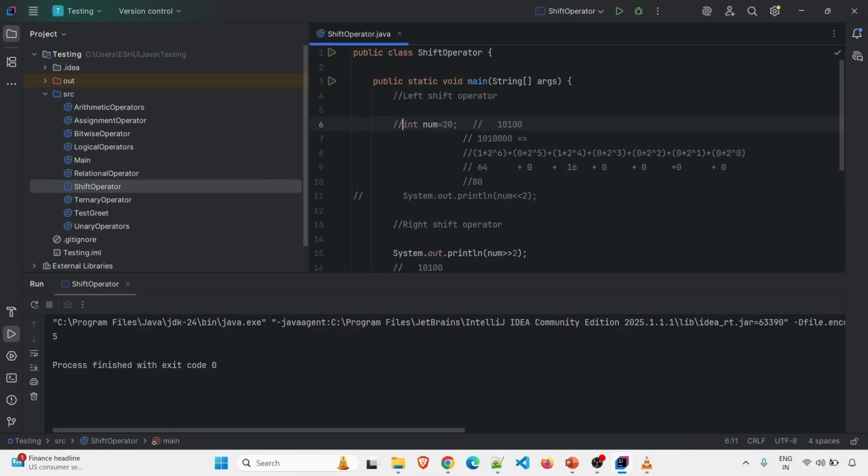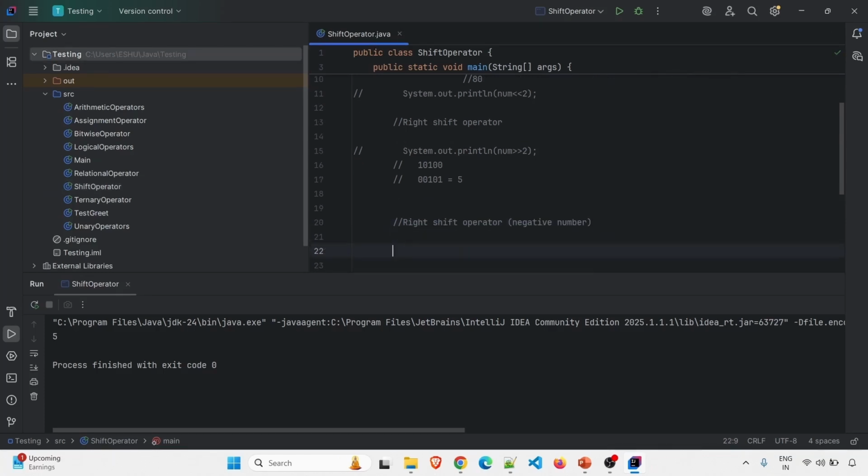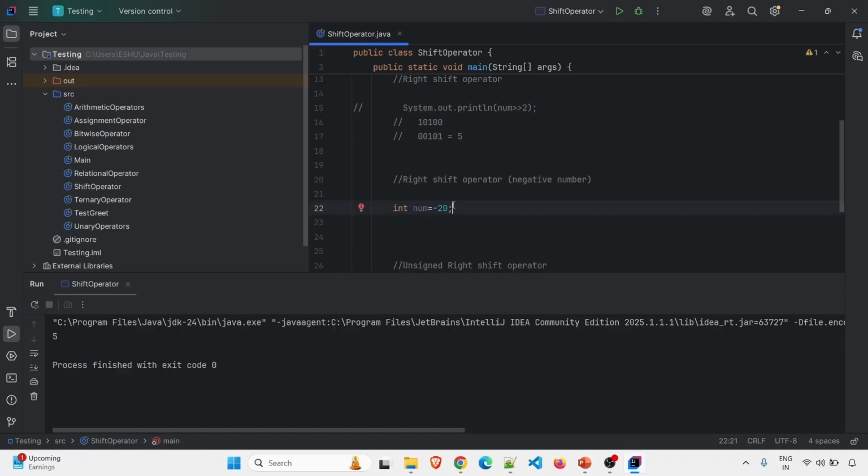So I will first comment this code and let's take an example for the right shift operator for a negative number. I will take the same number, int num equal to, but this time it will be negative, so -20. Now we will see how the right shift operator works in the case of a negative number. Before going ahead with the operation, first we have to see how this -20 is represented in binary. So what is the binary representation for -20?